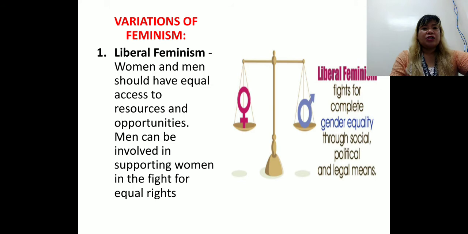So there are variations of feminism. First is liberal feminism. Women and men should have equal access to resources and opportunities, and men can be involved in supporting women in the fight for equal rights. So in liberal feminism, it is the idea of gender equality through social, political, and legal means. And in this concept, men can support women.